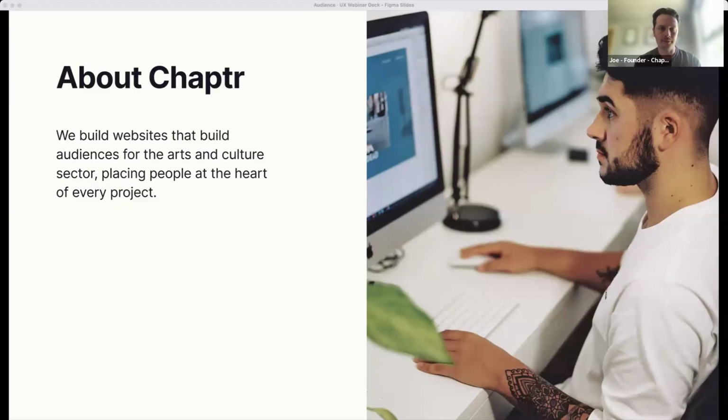Just a little bit about Chaptr, then we'll jump into the useful stuff. So we've been going 12 years. We work mainly in the creative arts and culture sector, and we're a UX and design led web agency, which means we do build websites, but a lot of the value comes from the UX and the design side of what we do. That means we work with lots of arts and culture organizations, and we've developed a good understanding of what makes websites work well for them, and that predominantly is by focusing in on the user experience. And that's what we're going to talk to you about today.